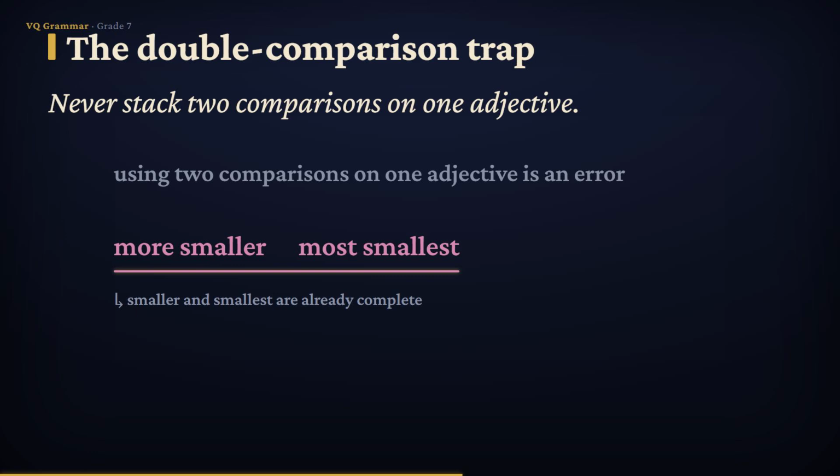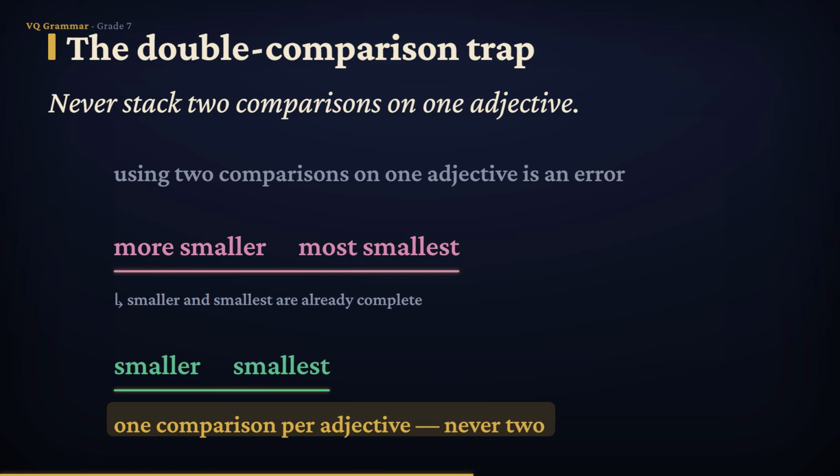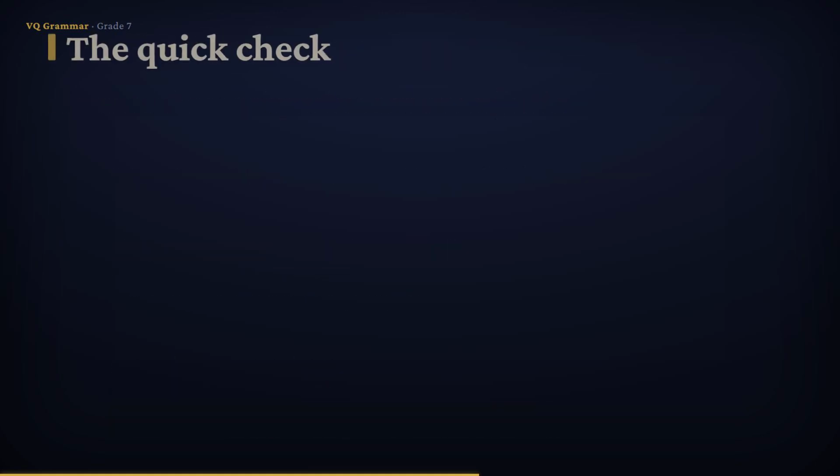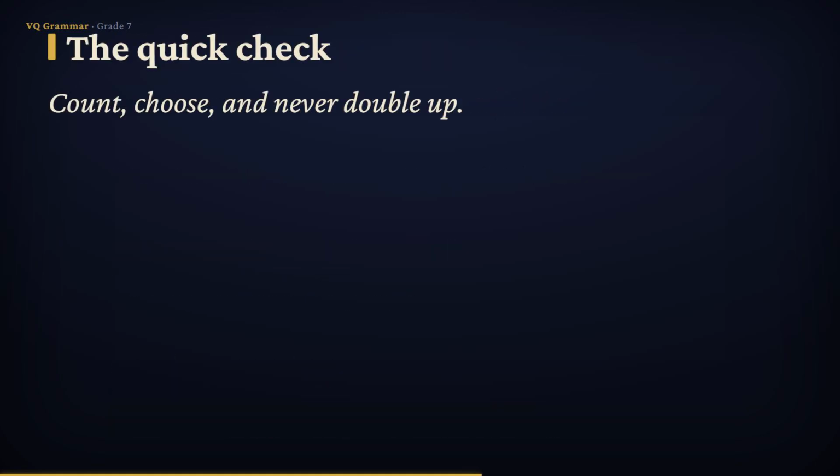The fix is easy. Pick one way to compare. Just say smaller and just say smallest. One comparison per adjective, never two stacked together. Let's boil the whole lesson into a quick check.